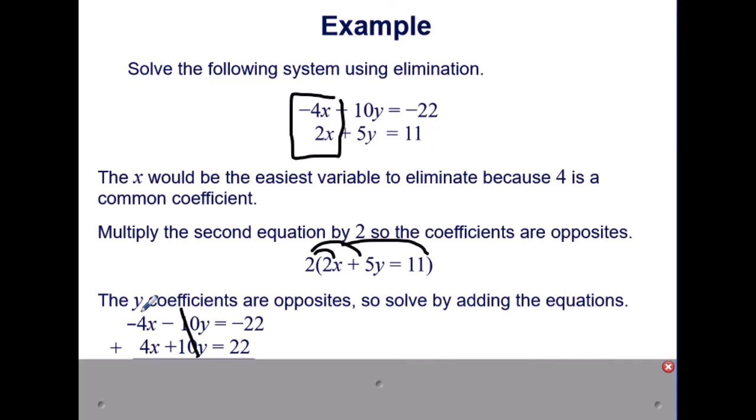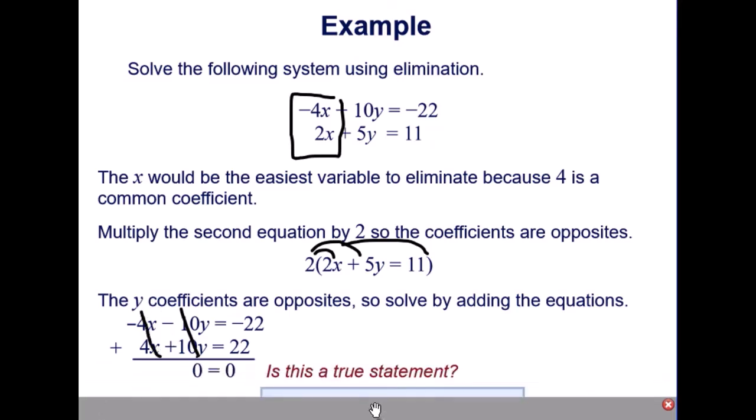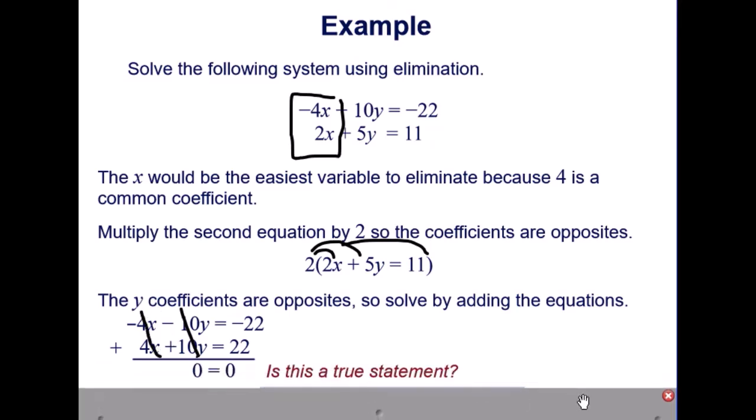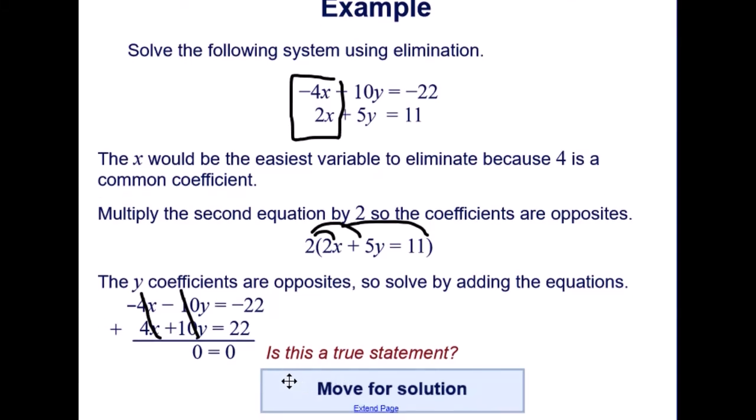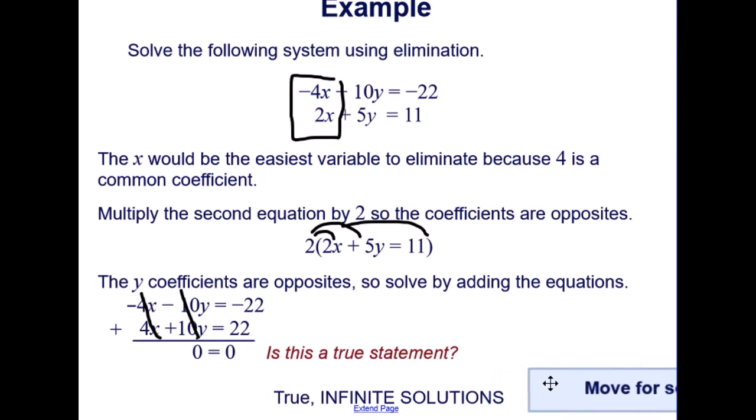Then we can eliminate the x's and the y's, and we end up with 0 equals 0. Is this a true statement? Well, yes, 0 equals 0. That is a true statement. So our answer from substitution, remember, was infinite solutions, infinitely many. So when both of your variables eliminate, you can either have a false statement for no solution or a true statement for infinitely many solutions.